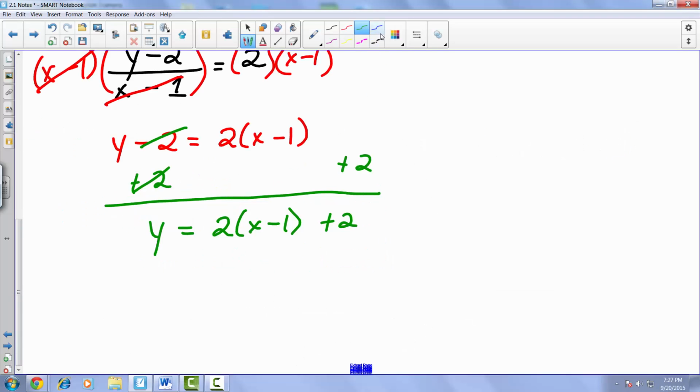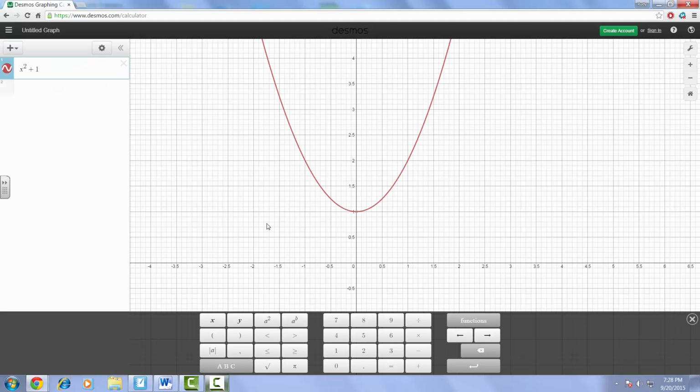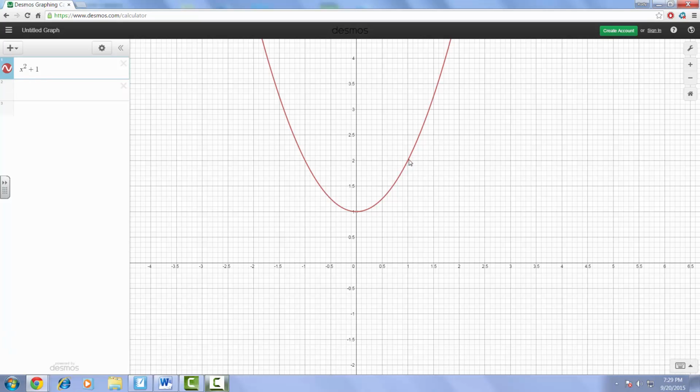Now let's clean this up a little bit. Distributing this, we end up with y is equal to 2x minus 2 plus 2. Well, these 2's cancel out with one another because one's negative and one's positive. So it looks like the equation of our line comes out to be y is equal to 2x. What I've gone ahead and done is graph the function y is equal to x squared plus 1. We've already found our line, our equation, that is tangent to this function at the point (1, 2). So let's see what's going on graphically.